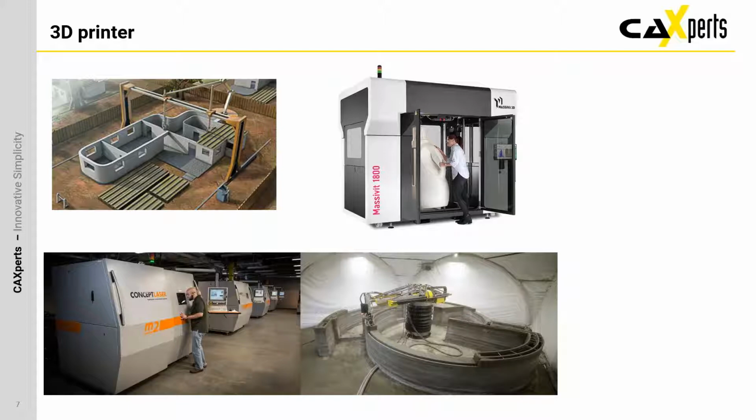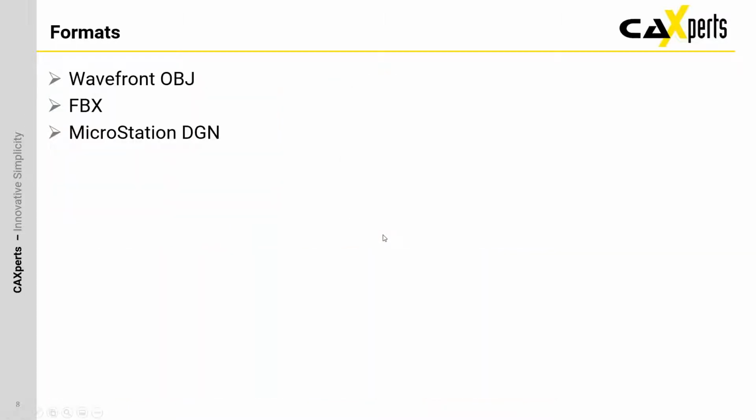Okay, so now let's have a look at the formats that we do support in the export module. There are 3 formats supported currently. This is the Wavefront OBJ, the FBX, and the Microstation DGN format. I will go into a little more detail of each format for a moment, and then afterwards we will go to the live demonstration.